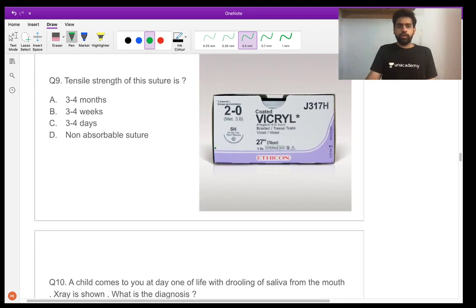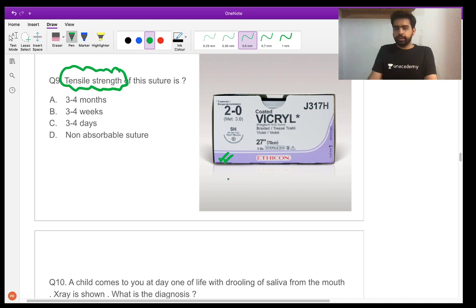Okay. So the tensile strength of this suture is. So what is the suture which has been shown here? This is a vicryl suture. So what I'm trying to ask you is what is the tensile strength of the suture? Now this is an important MCQ and you need to understand one particular concept in this. Okay. So just answer, then I'll try to talk about it. Okay. So what is the tensile strength of the suture? Is it 3 to 4 months, 3 to 4 weeks, 3 to 4 days, or non-absorbable suture?